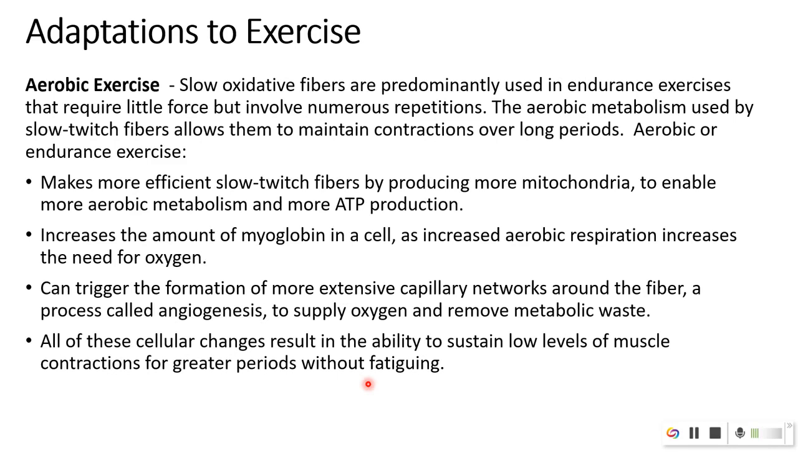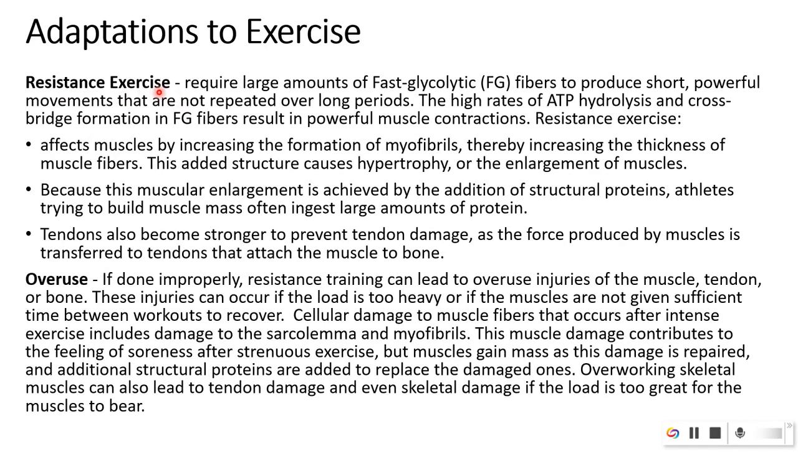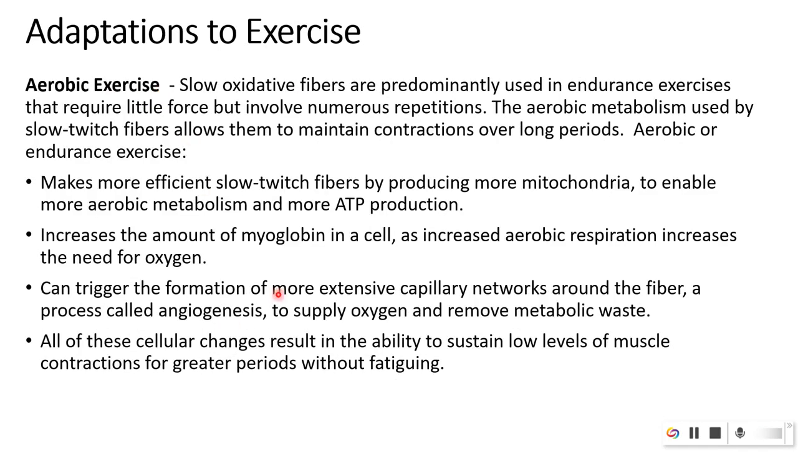Then we have two more slides added here, one on endurance or aerobic exercises versus resistance exercise. So let's go through this. With endurance or aerobic exercise, our slow oxidative fibers are dominating, that require little force but involve numerous repetitions. So that's what endurance is. The aerobic metabolism used by slow twitch fibers allows them to maintain contractions over long periods, aerobic or endurance exercise.